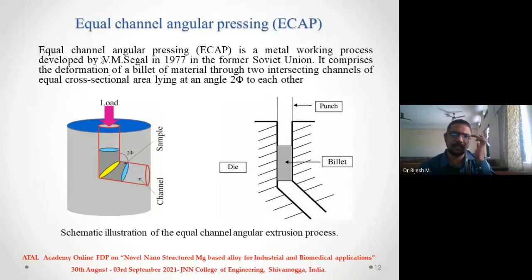It comprises the development of a billet of material through two intersecting channels of equal cross-sectional area lying at an angle 2 phi. And this 2 phi angle can be from 180 to 90, which is what we classically define.